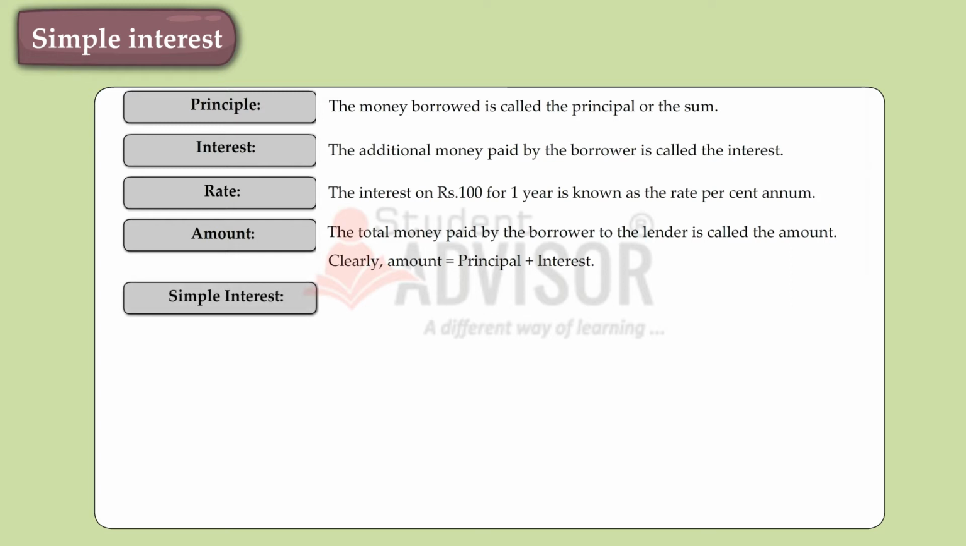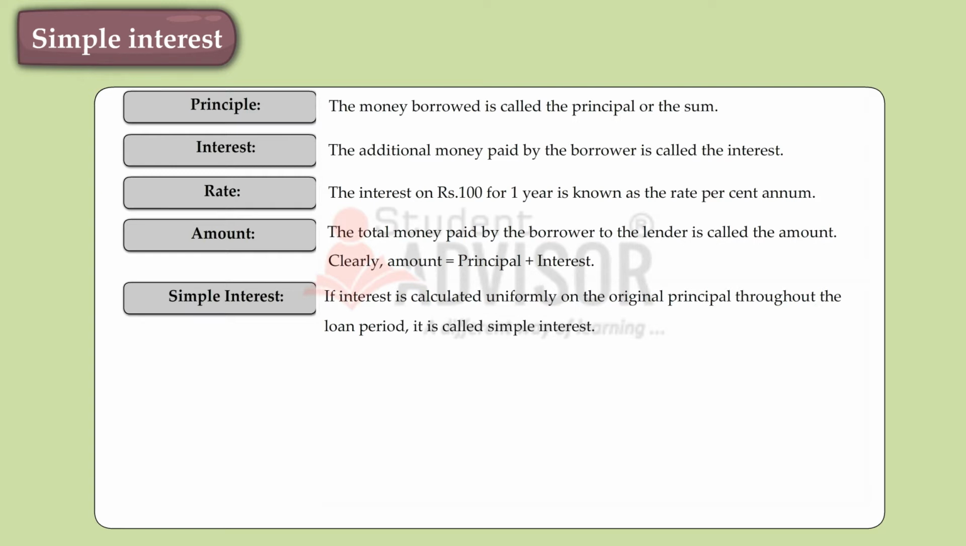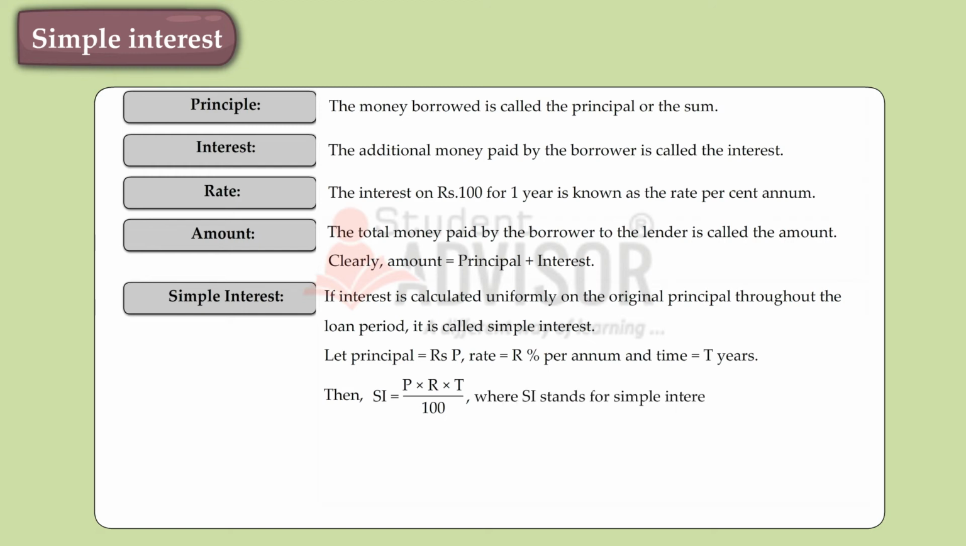Simple interest. If interest is calculated uniformly on the original principal throughout the loan period, it is called simple interest. Let principal be rupees P, rate be R% per annum, and time be T years. Then SI is equal to the product of principal, rate and time over 100, where SI stands for simple interest.